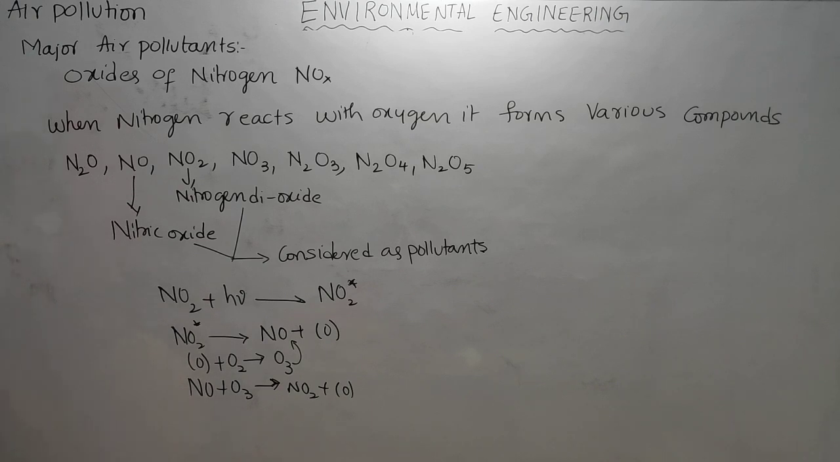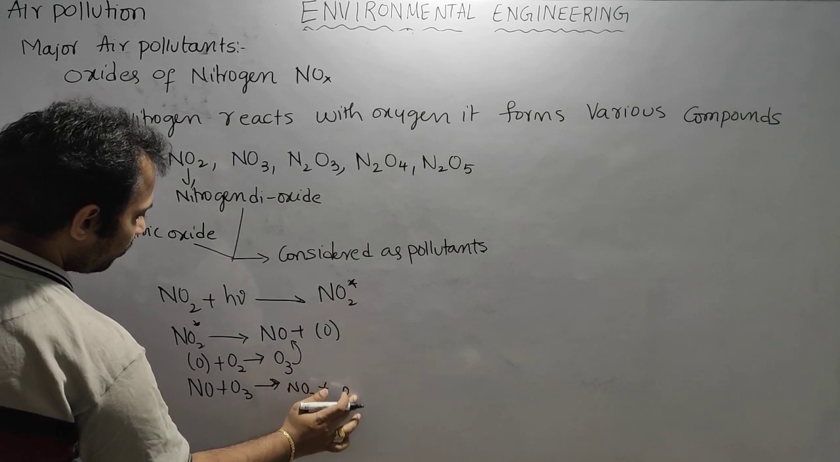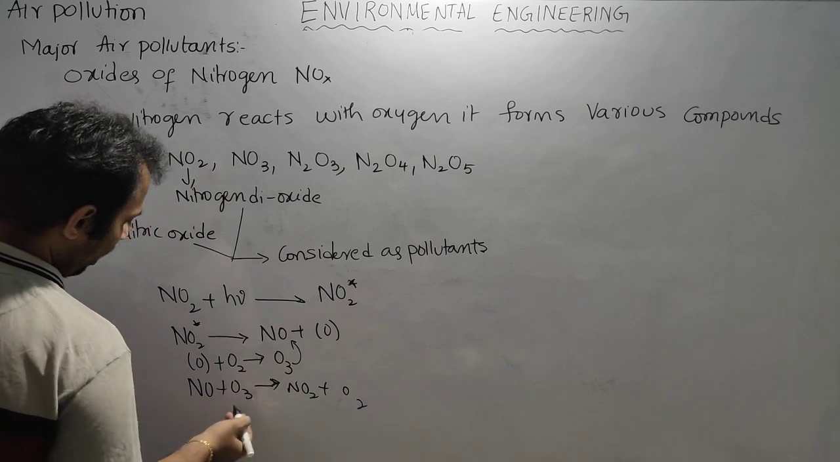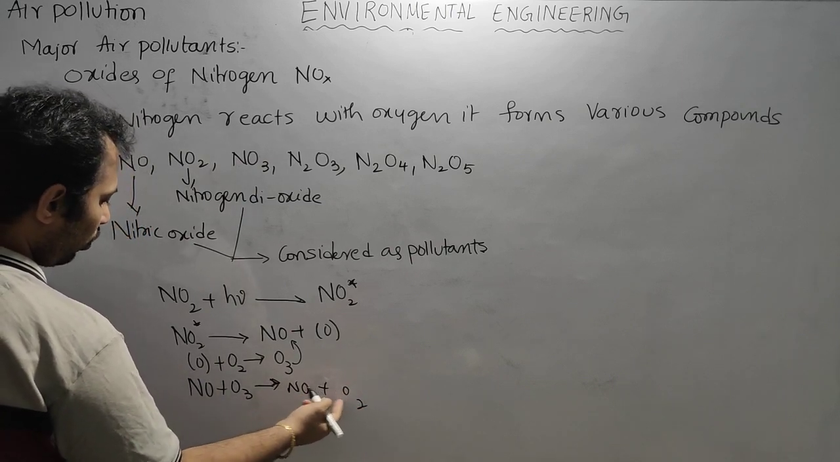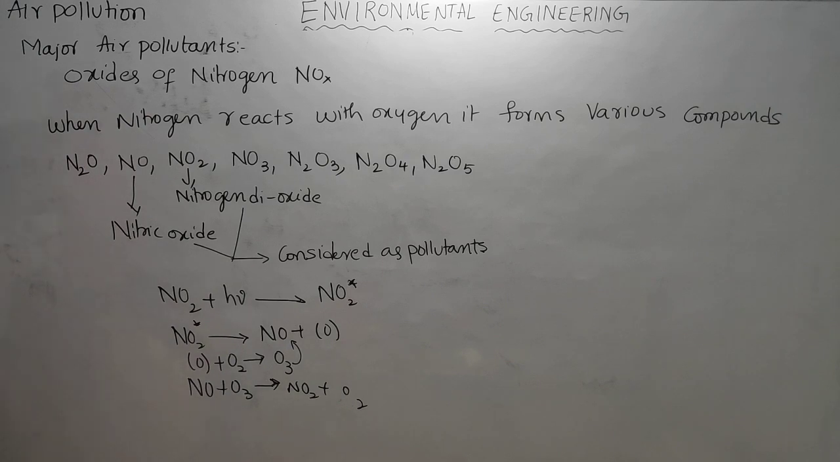These are the reactions. Both NO2 and O2 will come. Balance this reaction: 2 to 4, so 3 plus 1 is 4. So O2 will come. So these NO and NO2 both are pollutants.